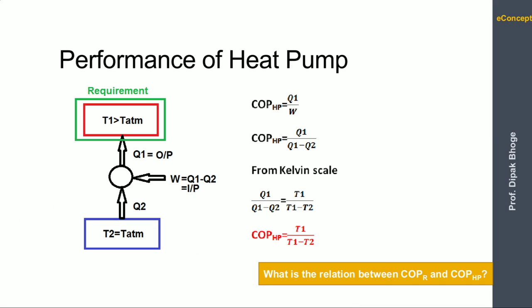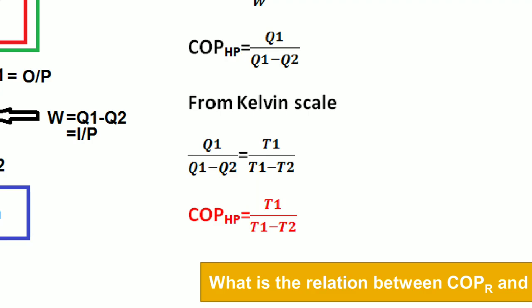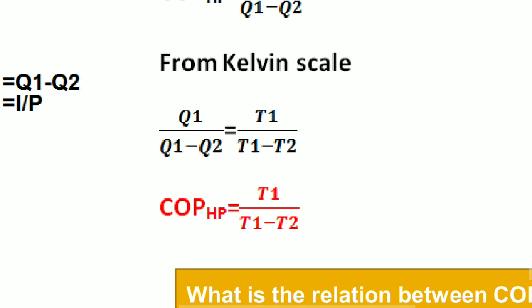Now the performance of a heat pump. We have seen the output of the heat pump is Q1 and input is W. So COP of a heat pump is Q1 divided by W. We know that from the first law, W is equal to Q1 minus Q2. So in place of W you can write Q1 minus Q2. From the Kelvin scale we can write Q1 upon Q1 minus Q2 is T1 upon T1 minus T2. So finally I am getting COP of a heat pump is T1 upon T1 minus T2.